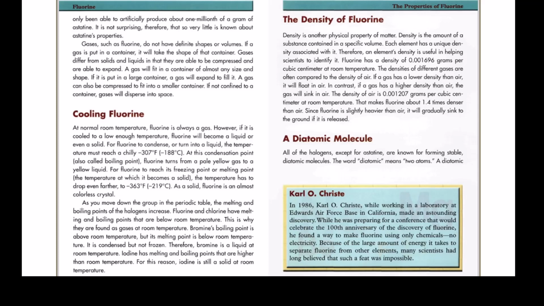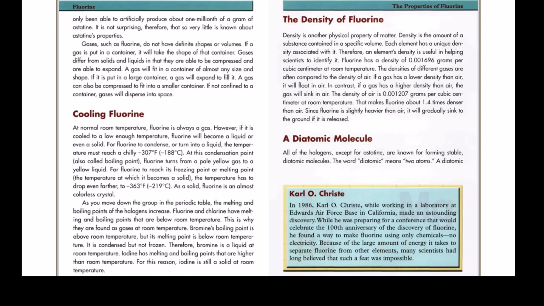Cooling fluorine. At normal room temperature, fluorine is always a gas. However, if it's cooled to a low enough temperature, fluorine will become a liquid or even a solid. For fluorine to condense or turn into a liquid, the temperature must reach a chilly negative 307 degrees Fahrenheit, negative 188 degrees Celsius. At this condensation point, also called a boiling point, fluorine turns from a pale yellow gas to a yellow liquid.